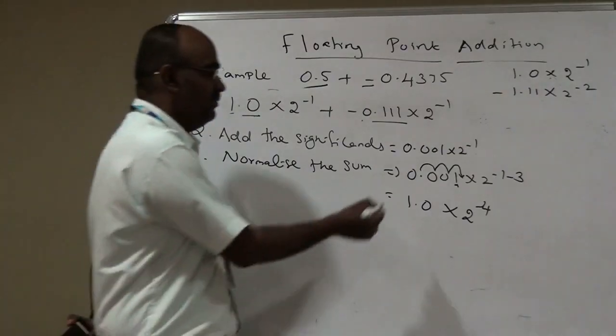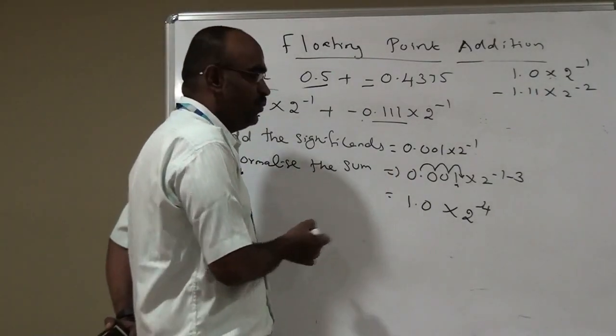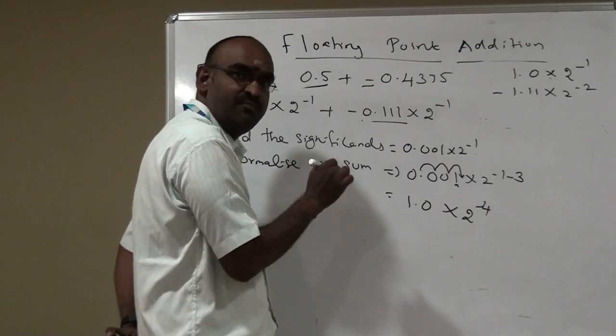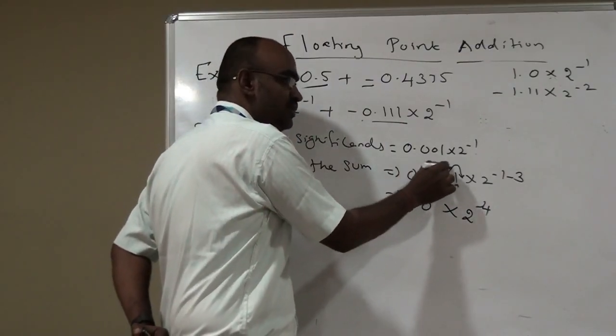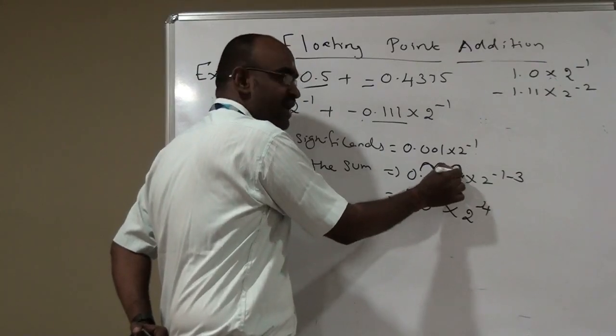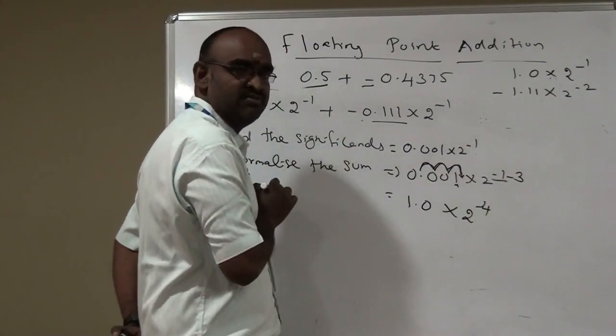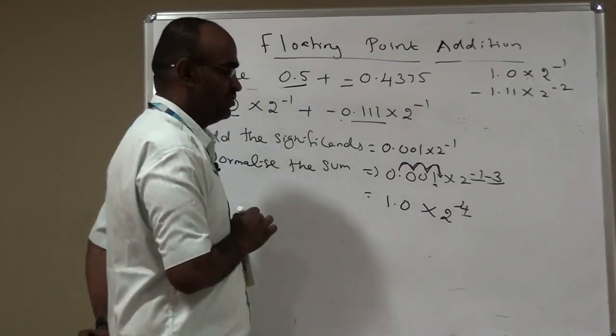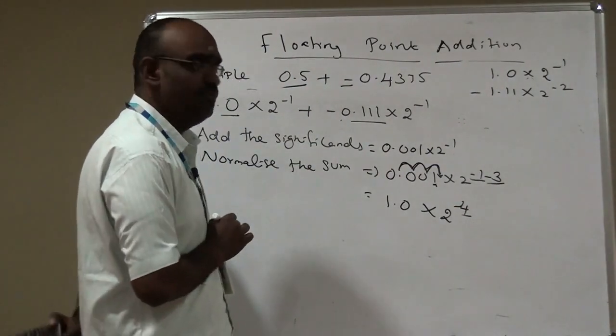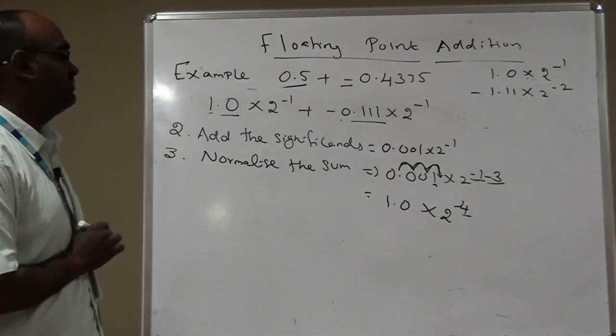Clear? So here we have 0.001. The 1 is here. We are shifting the binary point to the right. This point is going to move 1, 2, 3. So we are decrementing the exponent. The existing exponent is minus 1. We are applying the minus 3, so we get minus 4. So 1.0 is times 2 power minus 4. 2 power minus 4, right?